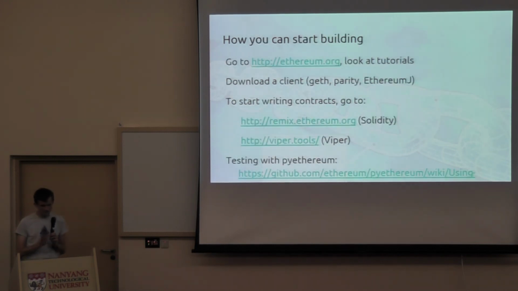So, if you want to start building things, right, then basically tutorials at ethereum.org. If you want to download a client, then an Ethereum client is a node in the full Ethereum network. So you have Go Ethereum, Parity, Ethereum Jade. There's about 7 of these. If you want to start writing smart contracts, you could use Solidity, Viper, and for testing you could use the Ethereum Python client. So there's a lot of stuff that you could use.